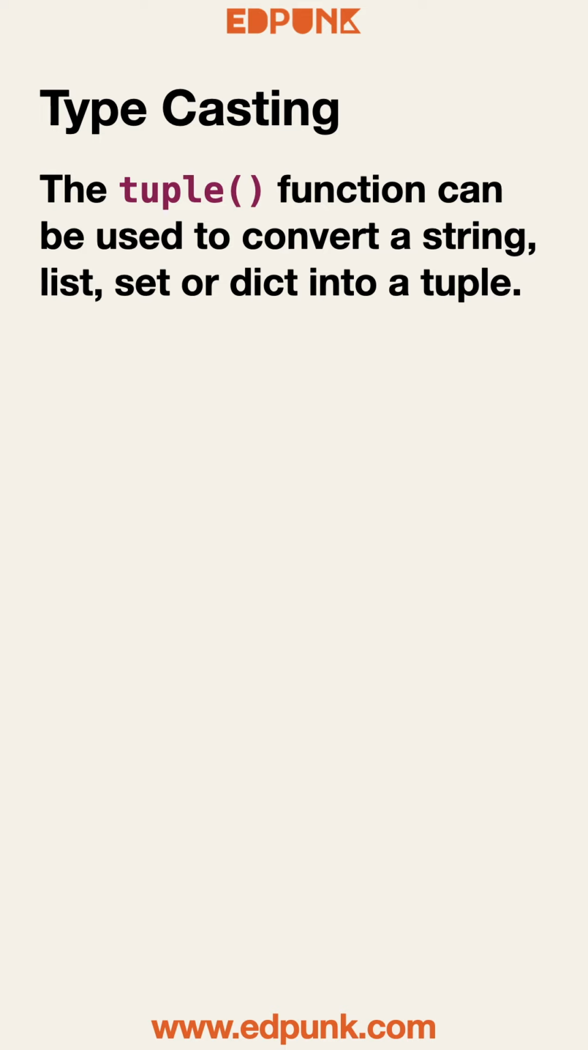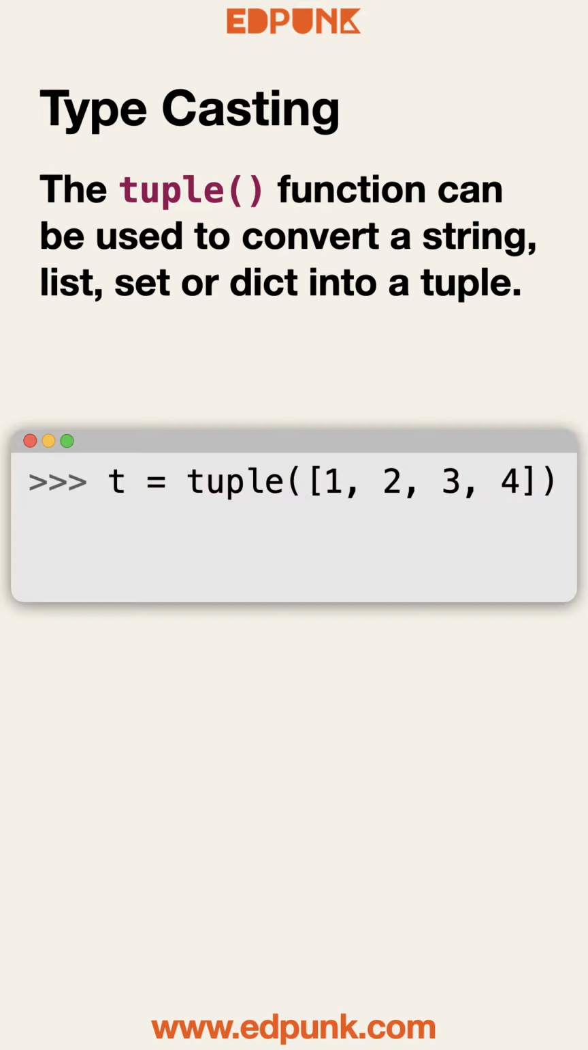Let us now convert a list into a tuple. Assign t as a tuple of list 1, 2, 3, 4. Now output t. A list is a mutable sequence which can be modified. Using the tuple function on a list converts it into an immutable collection which cannot be modified. Therefore, we get a tuple containing items 1, 2, 3, and 4. Similarly, we can convert a set containing elements 1, 2, and 3 into a tuple containing items 1, 2, and 3.